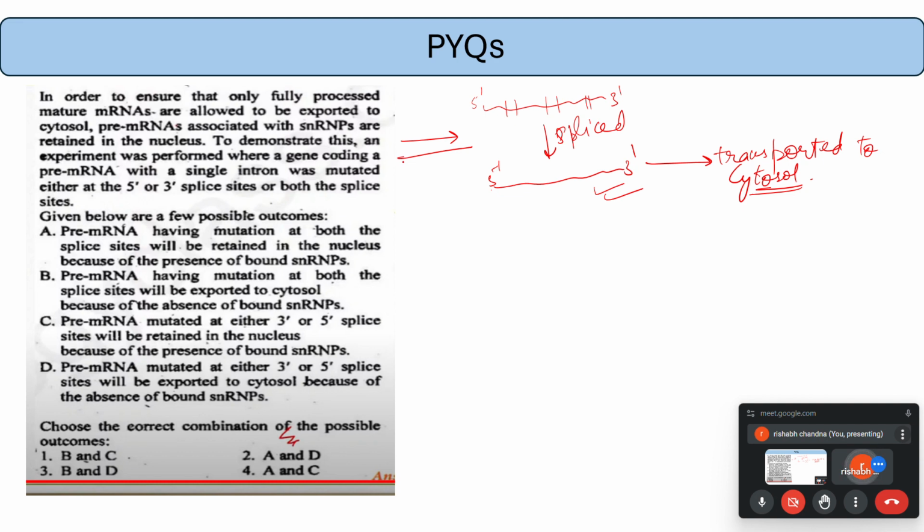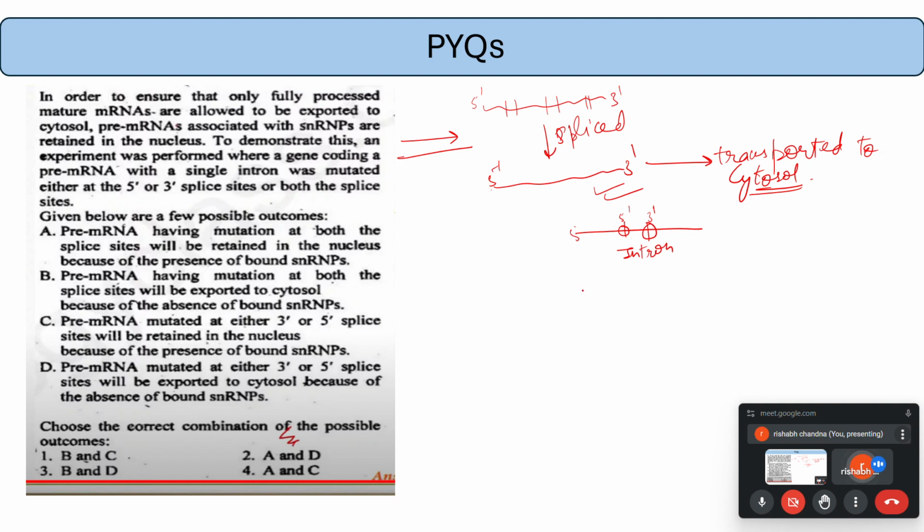Okay. To demonstrate this, an experiment was performed where a gene coding a pre-mRNA with a single intron. So here they constructed a gene that has only one intron, mutated either at the 5 prime or the 3 prime splice site. So this is the 5 prime splice site and this is the 3 prime splice site. So either of them is mutated or both the splice sites. Okay, so both of them can also be mutated.